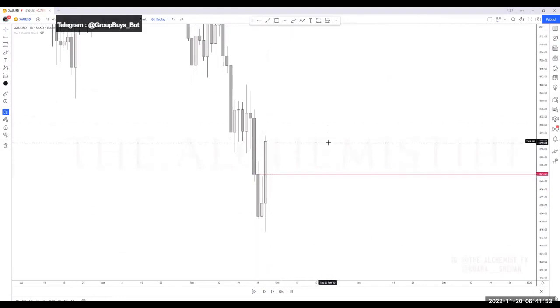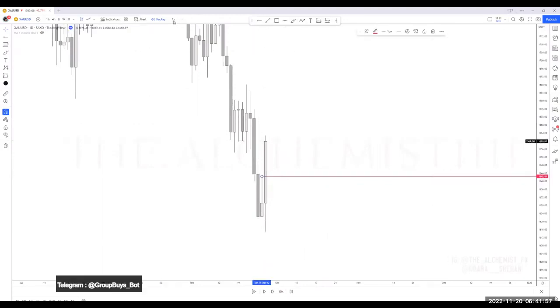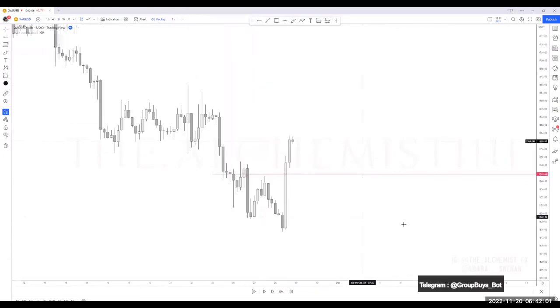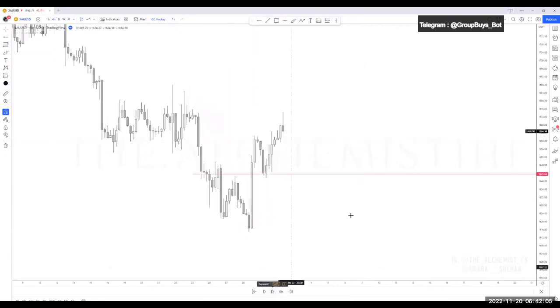So if you know smart money, you can do a little bit of refinement into this imbalance. You can even do something like this. But let's just stick to SNR. So what happens? Price comes into that and starts to fly.